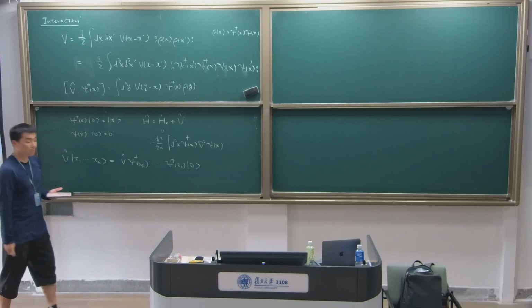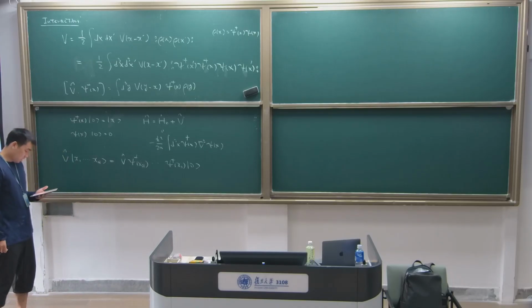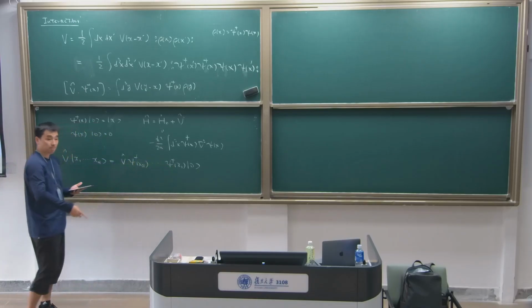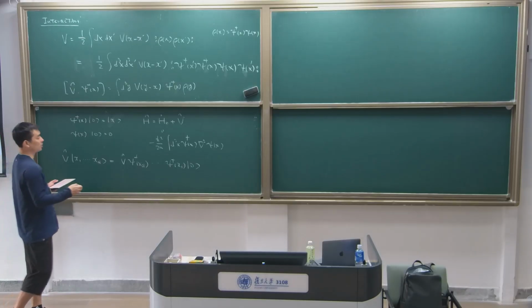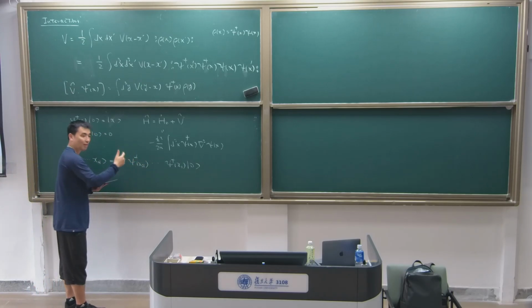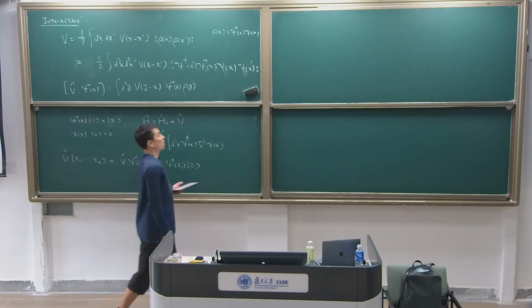So multiple things, just acting a bunch of operators on the vacuum, and we want to compute. And of course, to compute this quantity, you just do the commutation relation. You have to use the commutation relation.